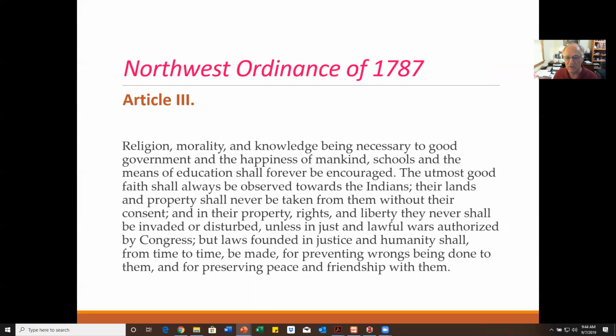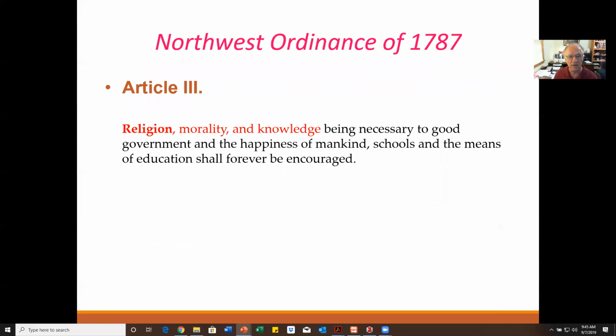But laws founded in justice and humanity shall from time to time be made for preventing wrongs being done to them, being done to the Indians, and for preserving peace and friendship with them. So one of the aims of the Northwest Ordinance then was to establish relationships with the Indians, if you will, to treat them with dignity and friendship. But what I really wanted to focus on was this first sentence, just a little bit. Religion, morality, and knowledge. 3 particular things.